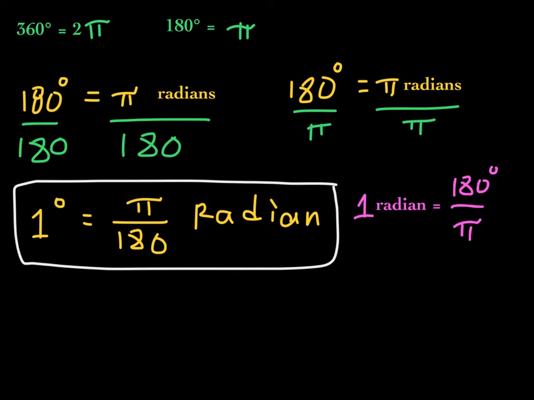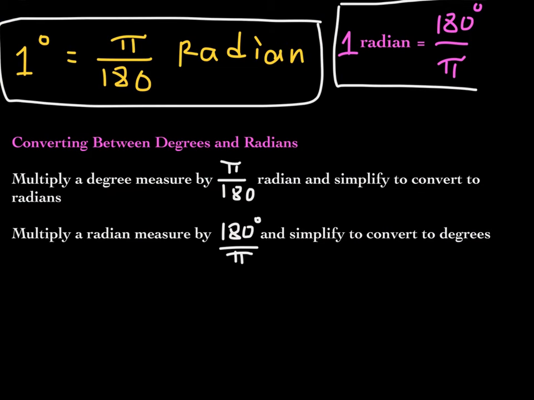Okay. Now these equivalences are going to be very important to us when we start converting from radian measure to degree measure, or from degree measure to radian measure. So here we have it, folks. If you're trying to convert from degrees to radians, all you have to do is multiply degree measure by pi over 180 radian, and then simplify to convert to radians. So this is what you multiply.